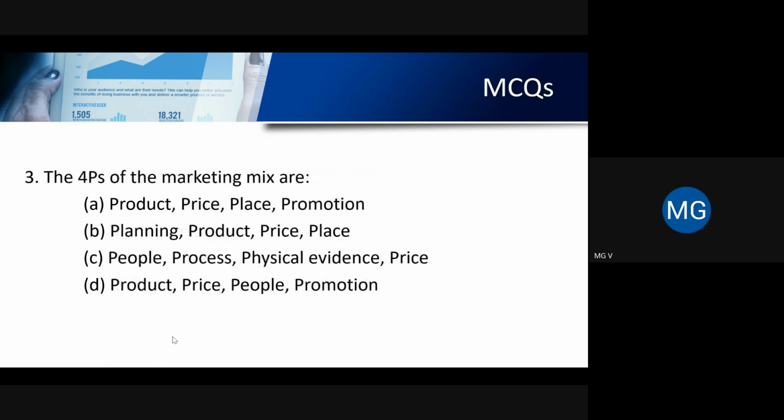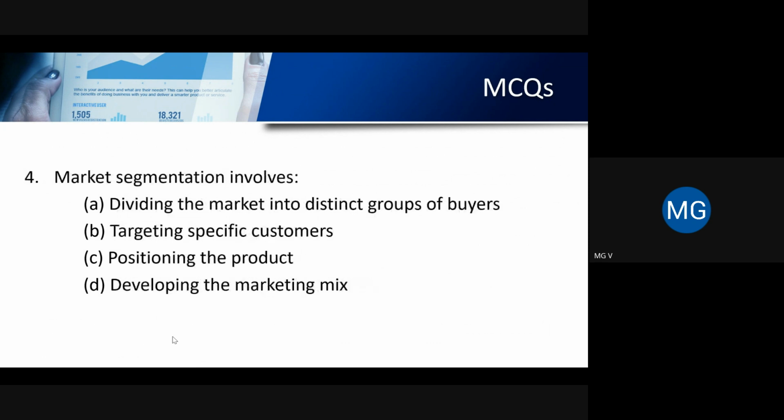The four P's of the marketing mix are: product, price, place, promotion; or planning, product, price, place; or people, process, physical evidence; or price, product, people, promotion. Product, price, place, promotion. First one, ma'am. Very right. Thank you so much. It is the first one: product, price, place, and promotion.